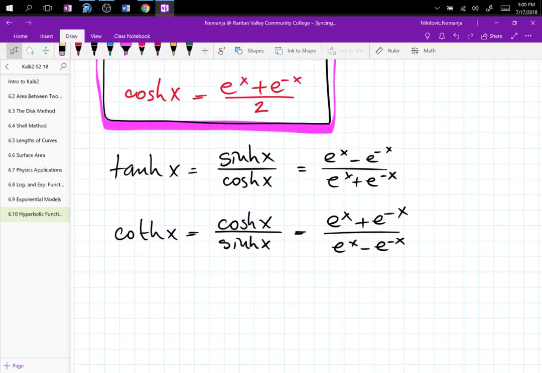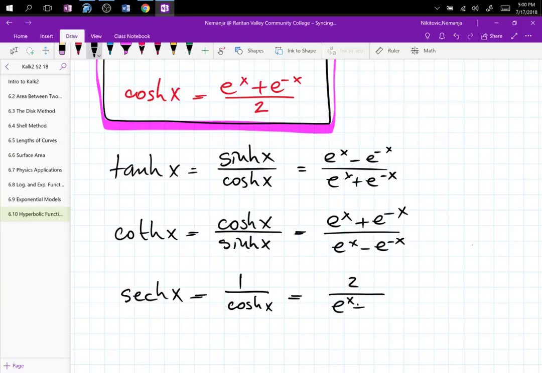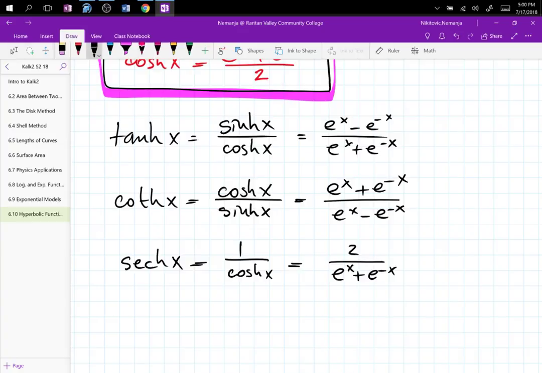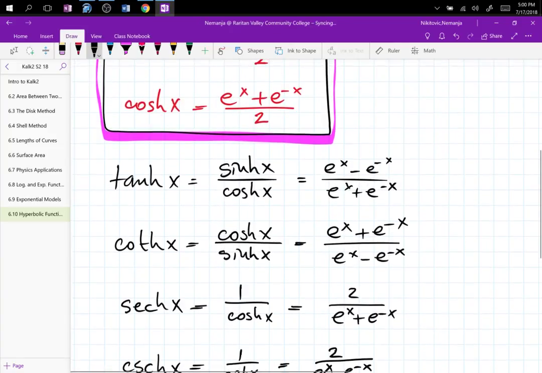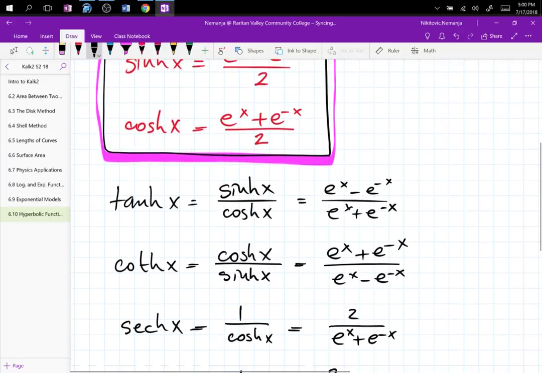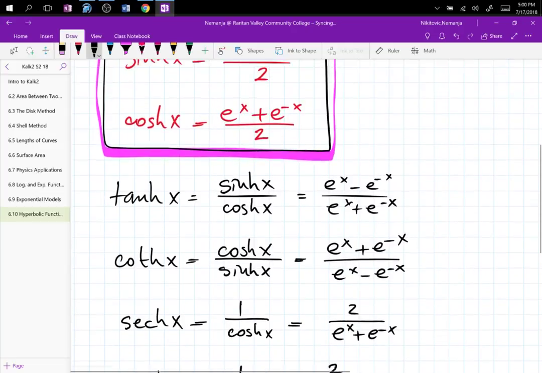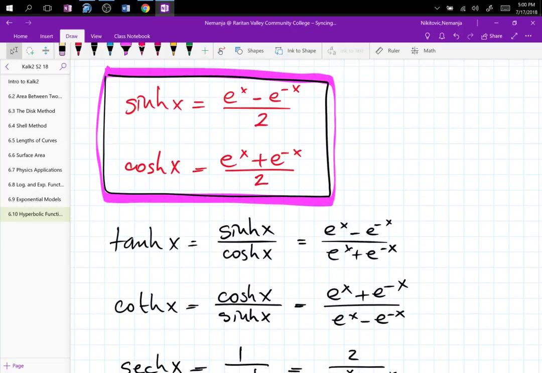And now we have secant hyperbolic x to be 1 over cosine hyperbolic x, which would be 2 over e to the x plus e to the negative x. And finally, cosecant hyperbolic x is going to be 1 over sine hyperbolic x, which is 2 over e to the x minus e to the negative x. So these are the hyperbolic function definitions. And as you can see, this is just some kind of combination of e to the x and e to the negative x.